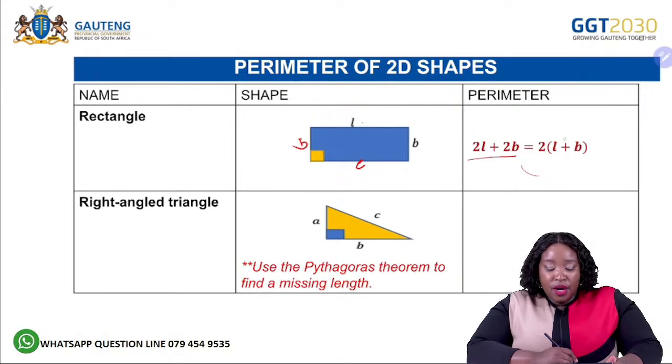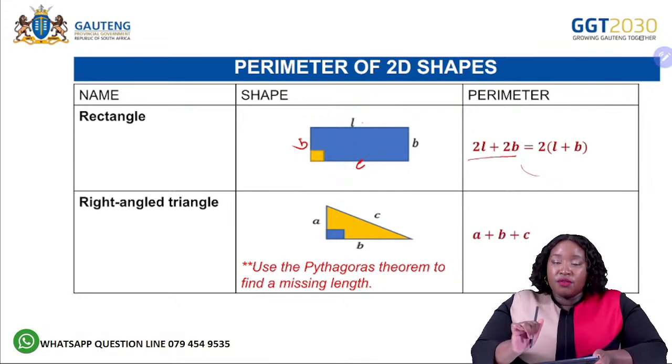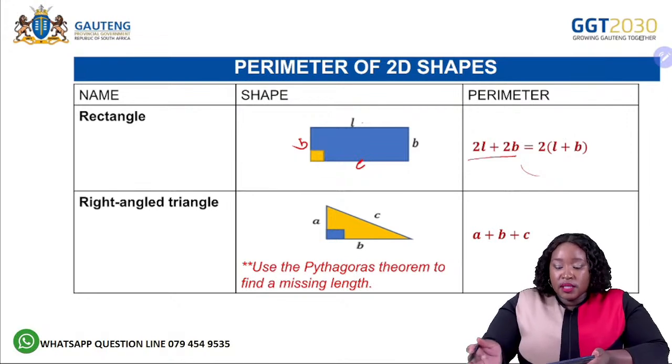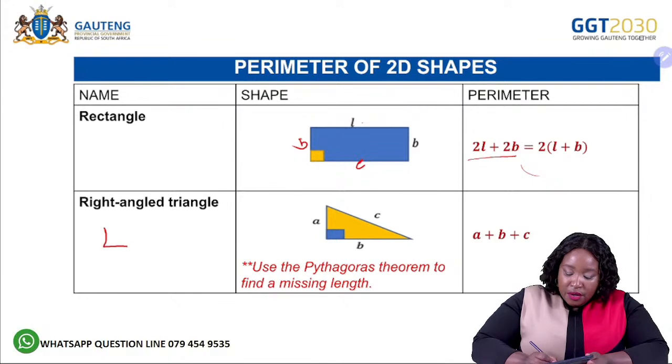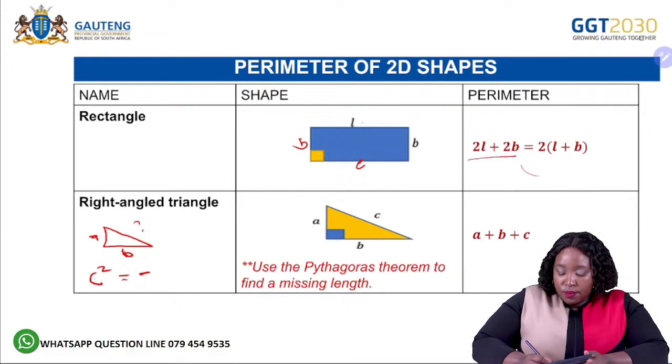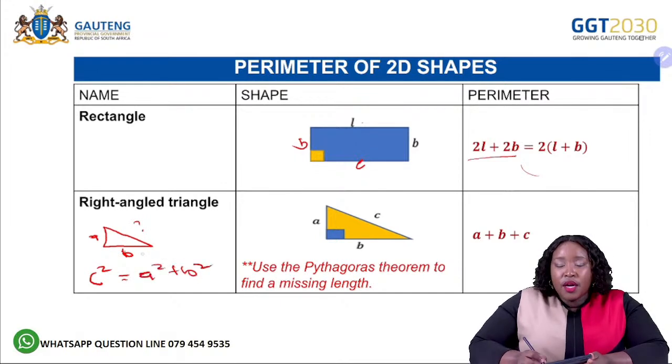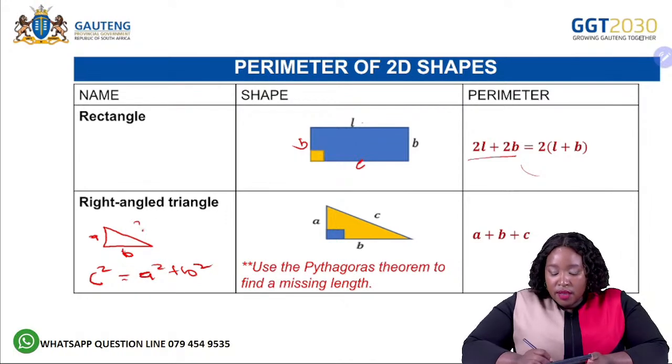With a right angle triangle, you would just add the different sides. If it's labelled like this, you just say A plus B plus C. Sometimes you'll be given a right angle triangle, but it will be missing a side, okay? Say you're given A and B, but you're missing the side. So you would use C squared is equal to A squared plus B squared. And that is your theorem of Pythagoras. The hypotenuse squared is equal to the opposite side squared plus the adjacent side squared.